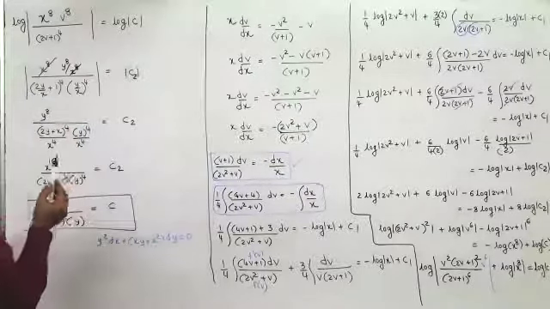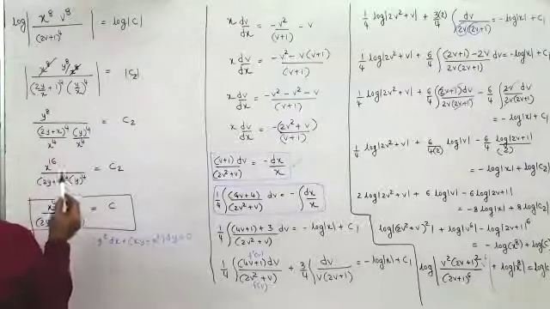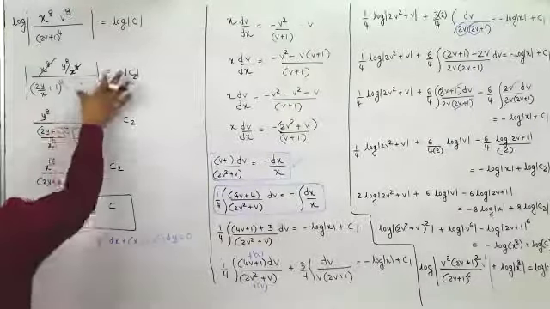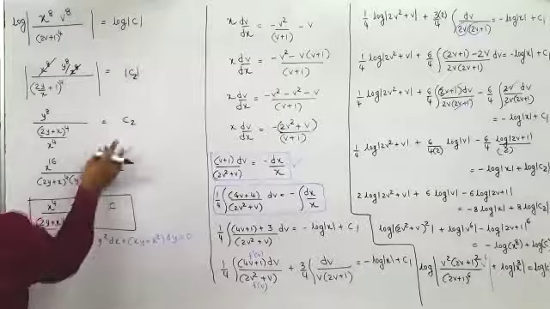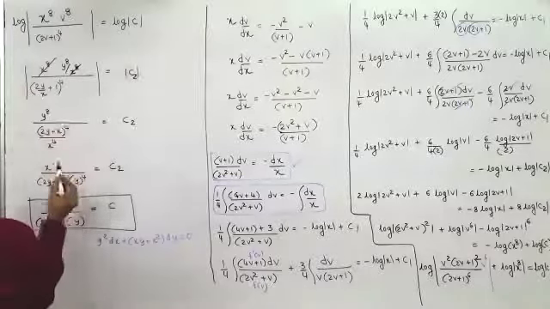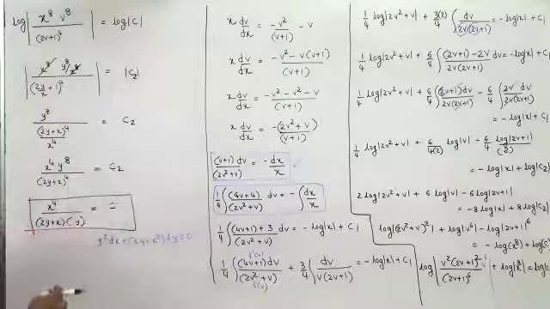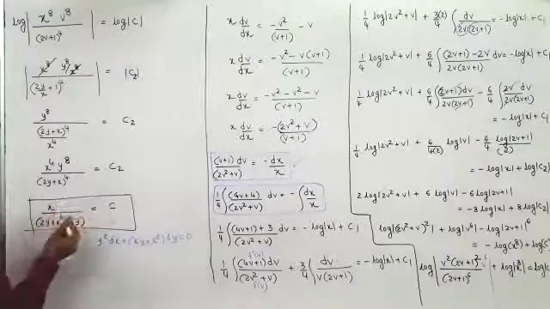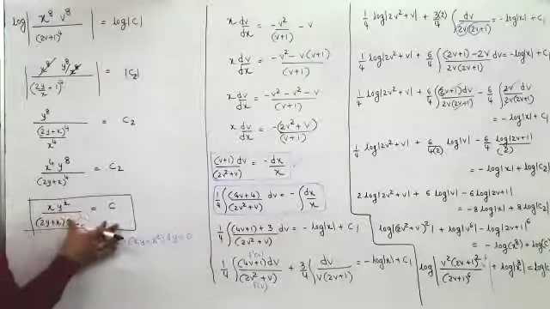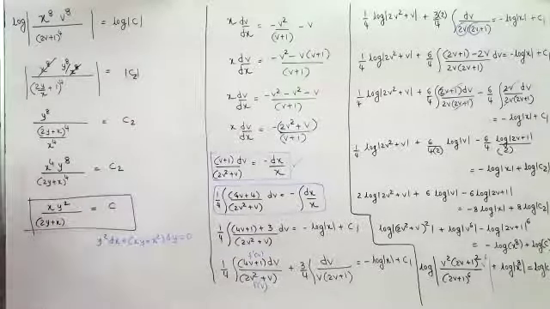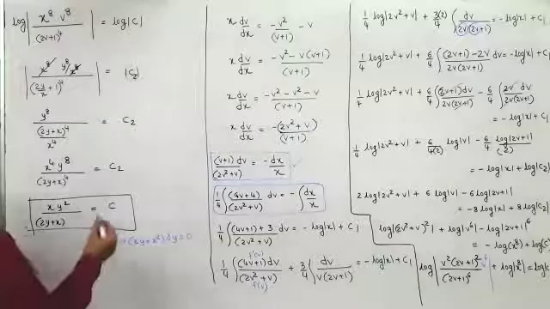And that would give you 2y plus x raised to 4. This would be x raised to 4 into y raised to 8. When I take the fourth root, it would become x into y square. And this would become 2x plus y equal to c. Is this the answer? Yes, this is the answer.